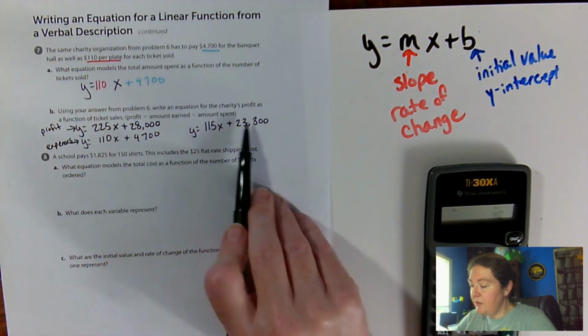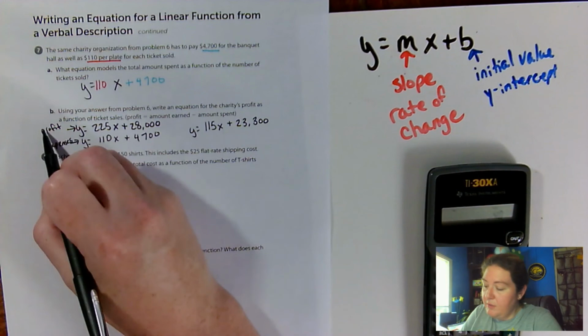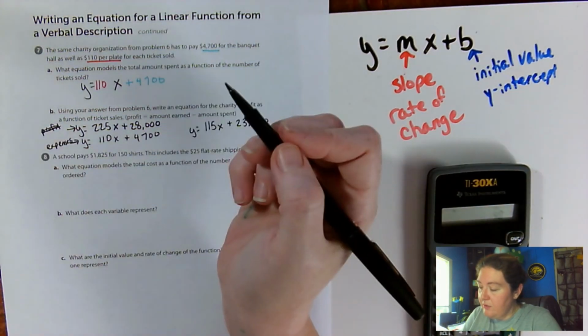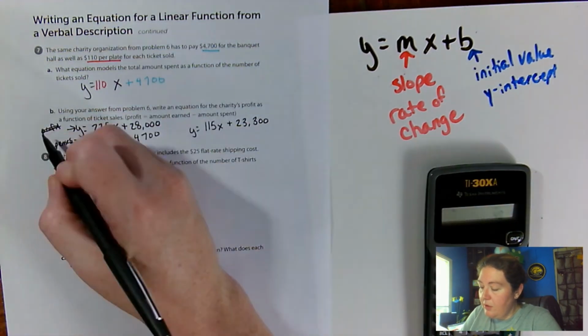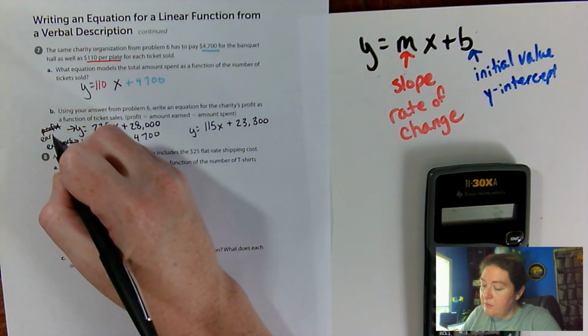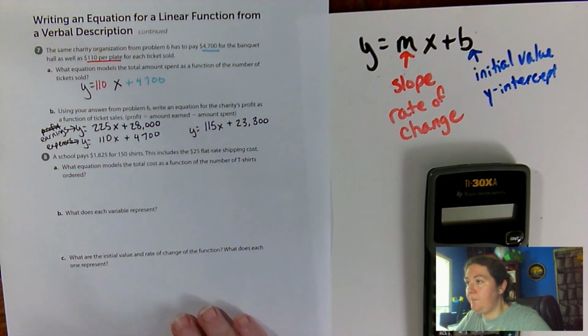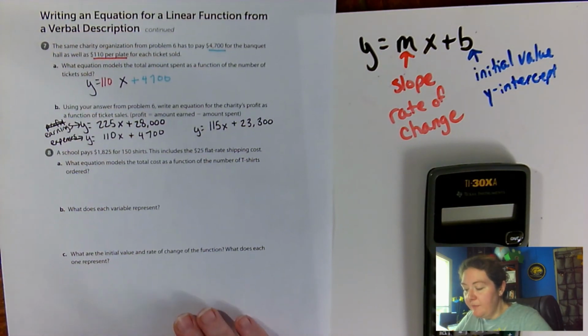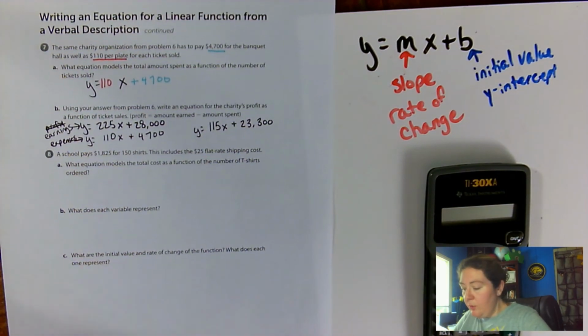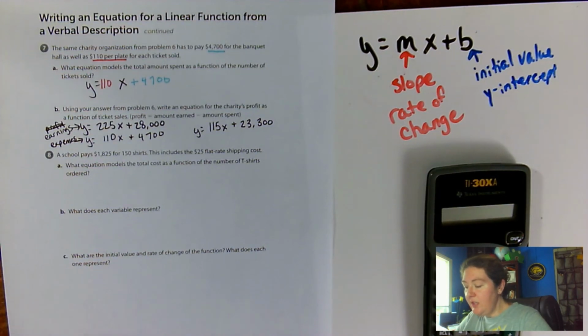So this is the actual profit. Let me change that. That is earnings. And this is our profit. Alright, number 8. A school pays $1,825 for 150 t-shirts. This includes the $25 flat rate shipping cost. What equation models the total cost as a function of the number of t-shirts ordered?